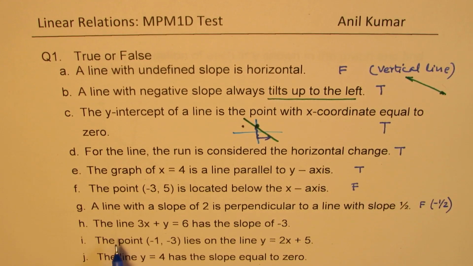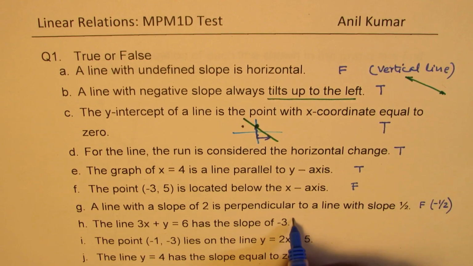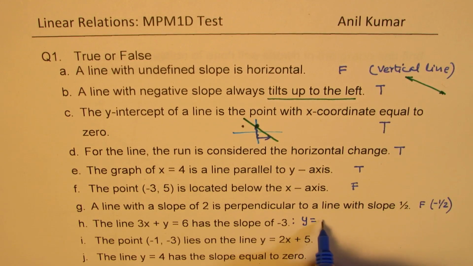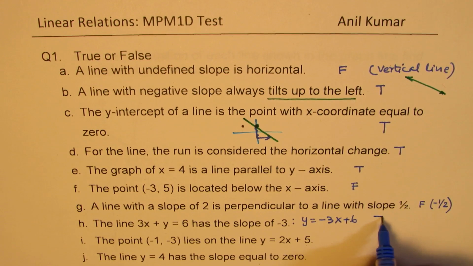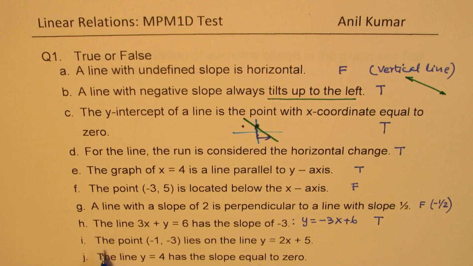Negative reciprocal. The line 3x plus y equals 6 has a slope of minus 3. Let's rearrange. So we could write this as y equals minus 3x plus 6, where slope is minus 3. This is true.